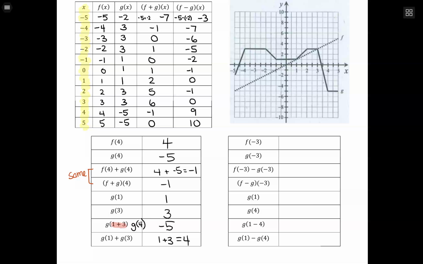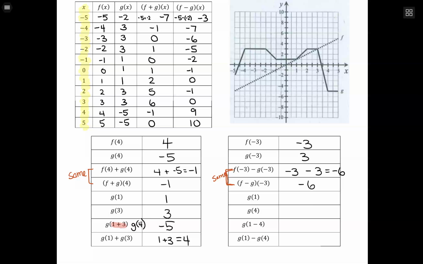G of 1 plus 3, we can take positive 1 plus 3, which is a positive 4. And with this one, it's not going to have a combined form like up above there because we have two different inputs. F of negative 3, so negative 3, and looking at f of x, which is negative 3. G of negative 3 would be a positive 3. F of negative 3 minus g of negative 3, so I'm taking a negative 3 minus a positive 3, so that's going to be a negative 6. Or that's going to be the same exact thing as looking at that input of negative 3 and looking at the subtraction of the two functions. So this is a case where those notations are actually asking us the same exact thing.